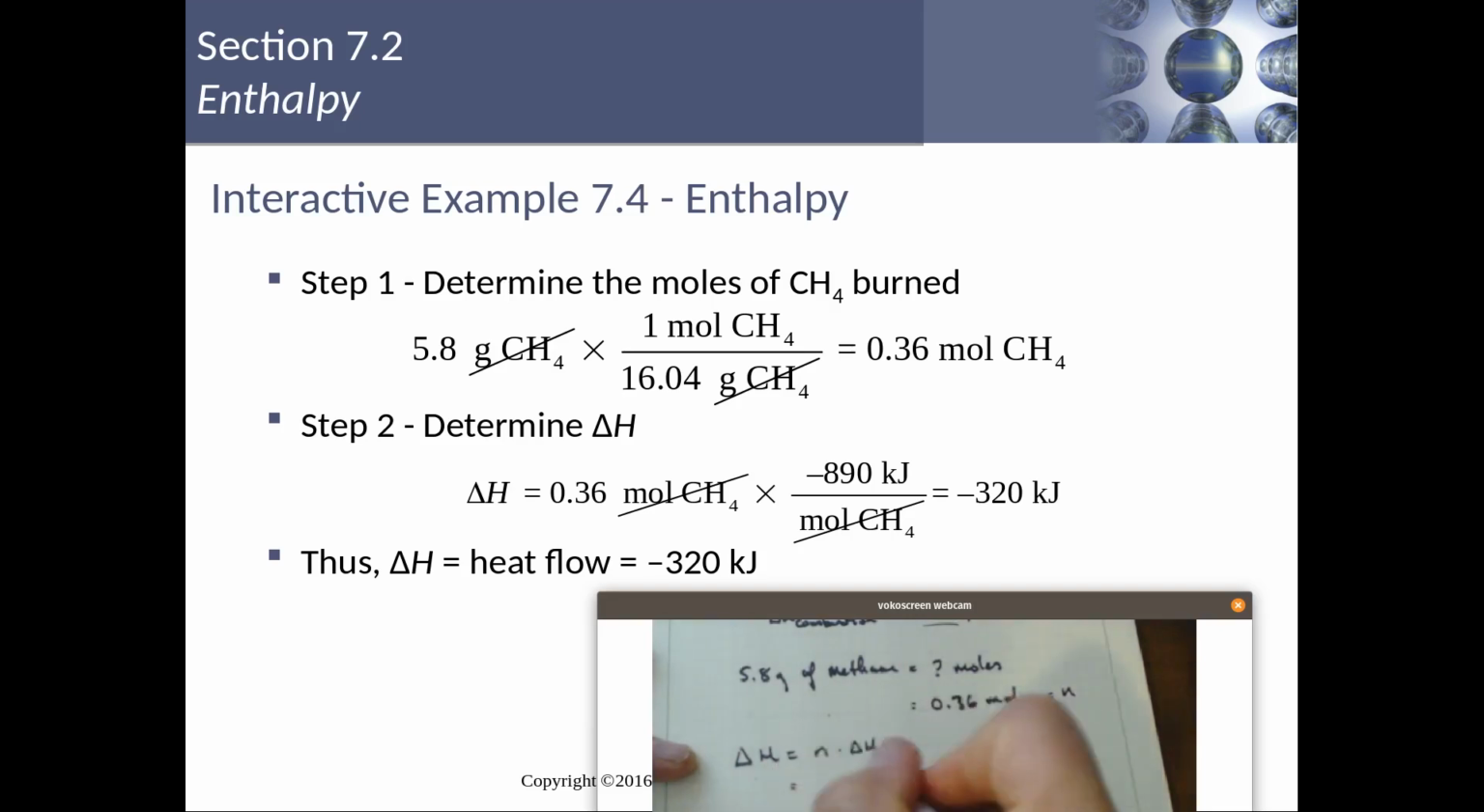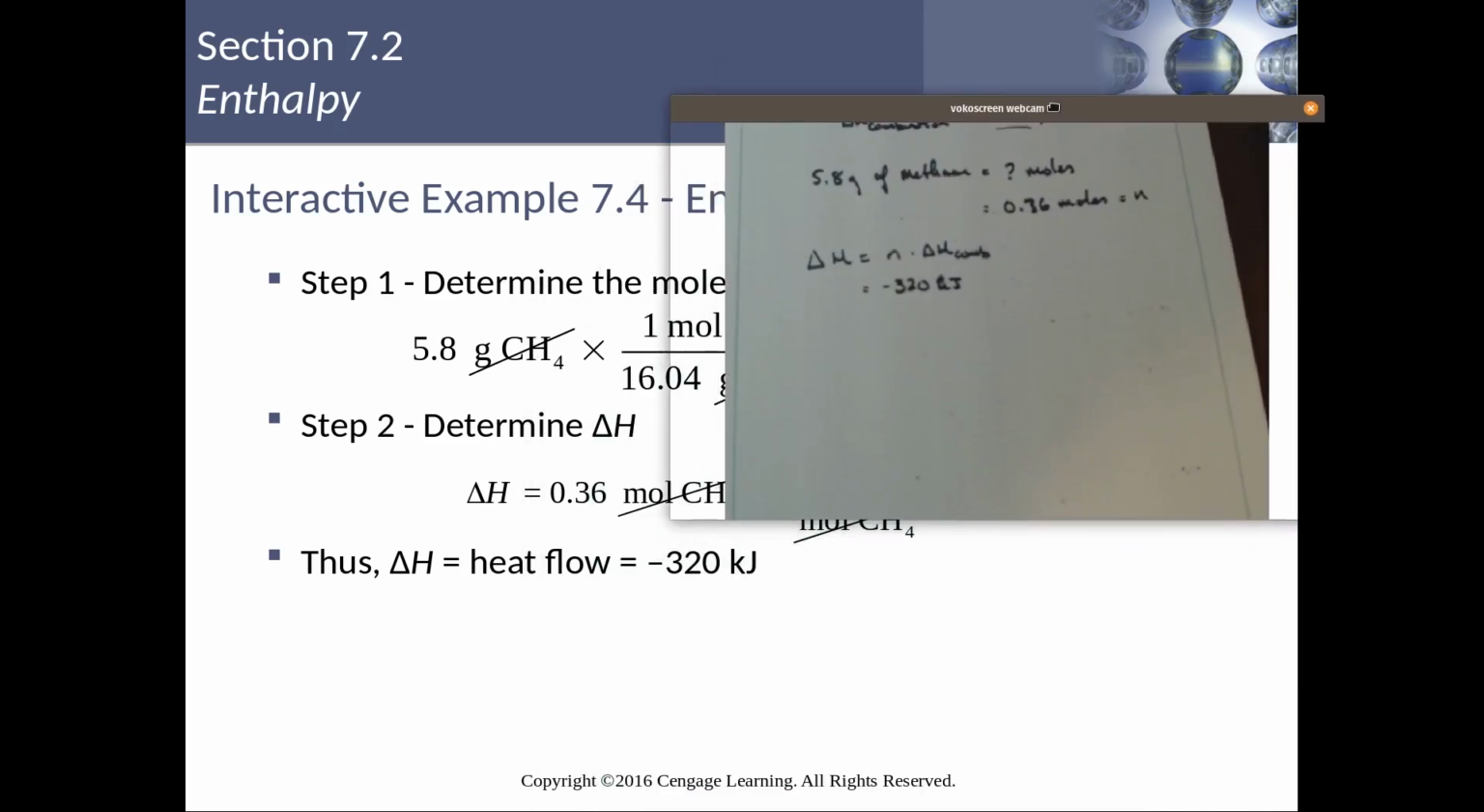We can work out what that number is. 0.36 times 890, and that's equal to minus 320 kilojoules of energy has been released in doing this particular combustion reaction.